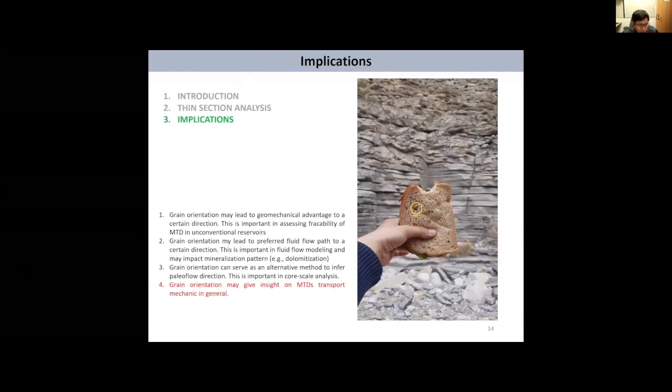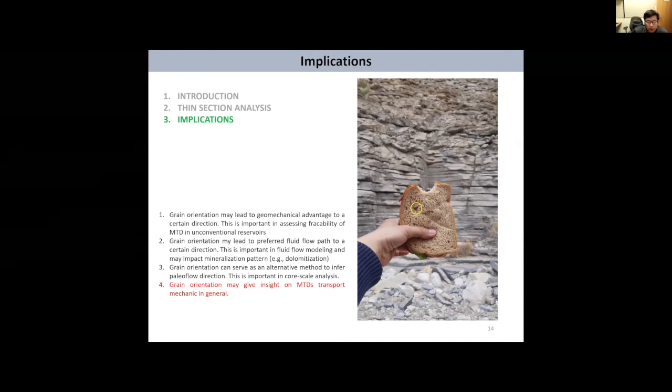So the implication: grain orientation may lead to geomechanical advantage to a certain direction. This is important in assessing fractability of the MTD in unconventional reservoir. And second, grain orientation may lead to preferred fluid flow path to a certain direction. This is important in fluid flow modeling and may also impact mineralization pattern, for example, dolomitization. And third, grain orientation can serve as an alternative method to infer paleoflow direction.